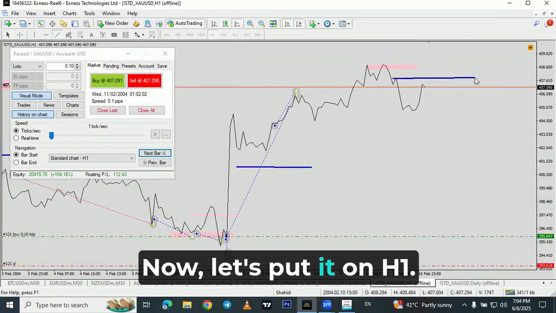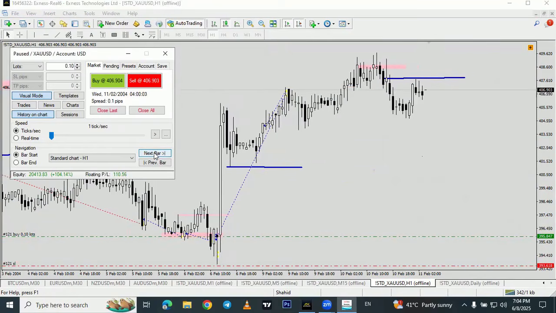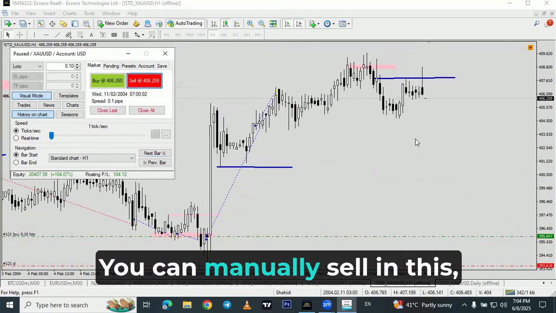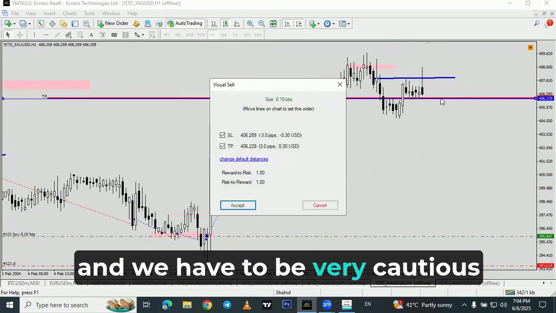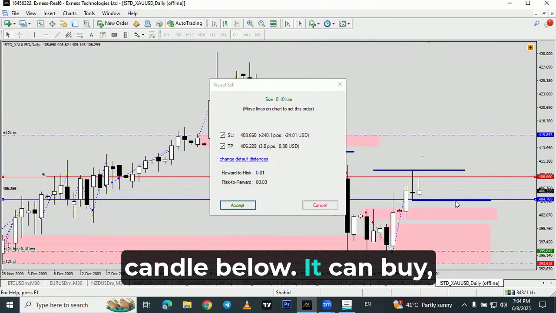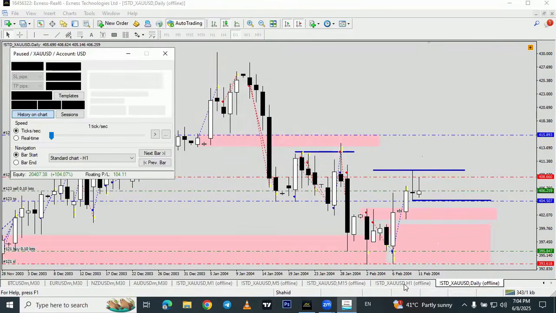Now let's put it on H1. See, the market now has picked liquidity. You can manually sell in this, and we have to be very cautious, because the market can buy after this low, as there's an engulfing candle below. It can buy, but the sell we have confirmed is after this liquidity.